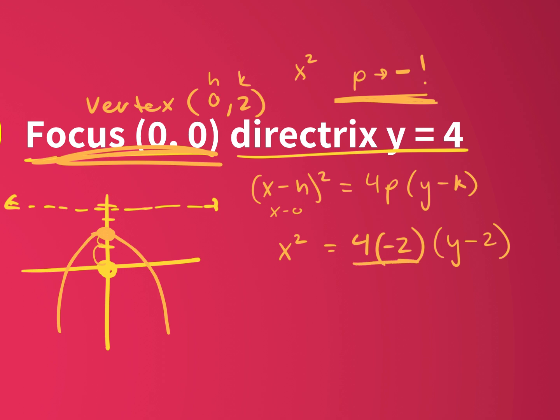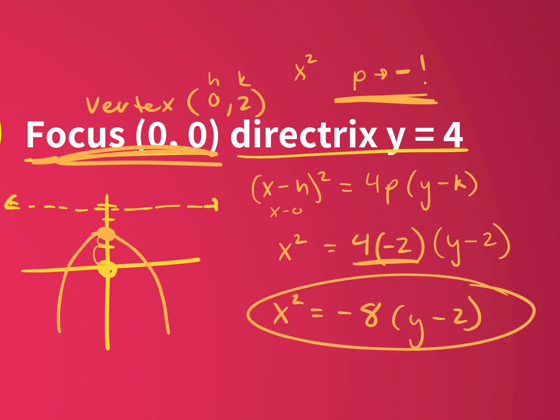So here we're only multiplying 4 times p. Don't distribute that out. We leave the y minus 2 in parentheses. So we get x squared is equal to negative 8 times y minus 2. That would be our equation.